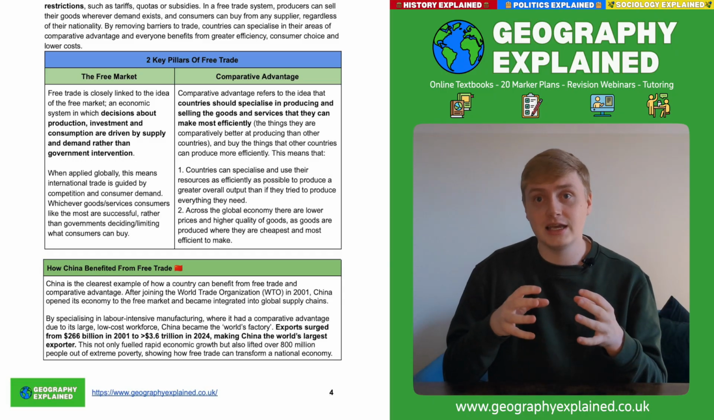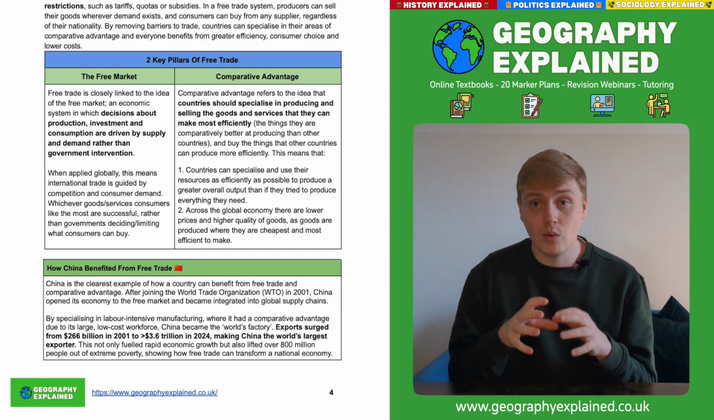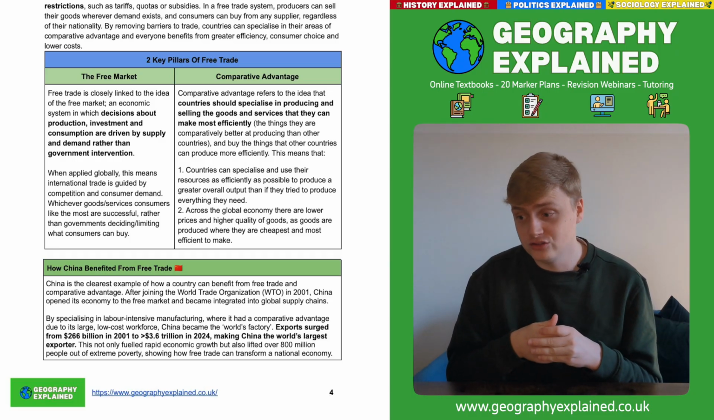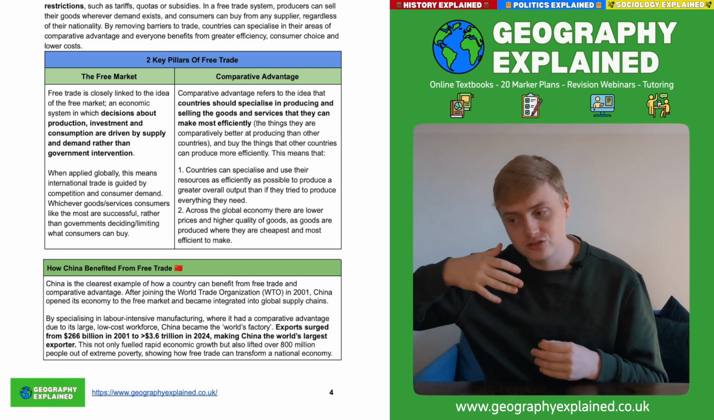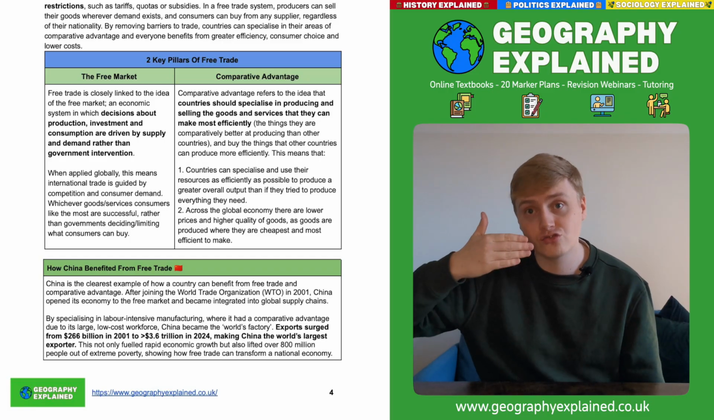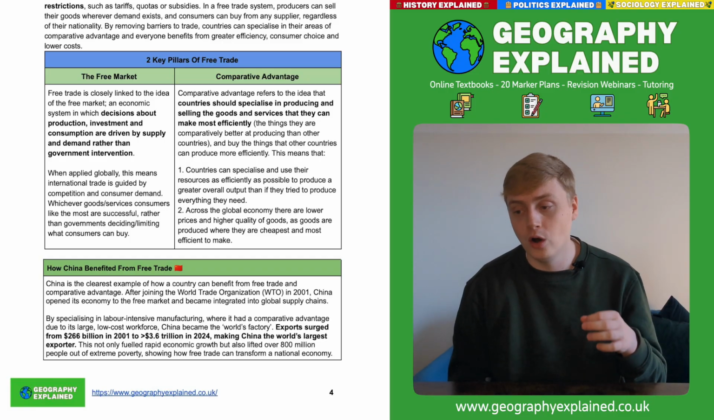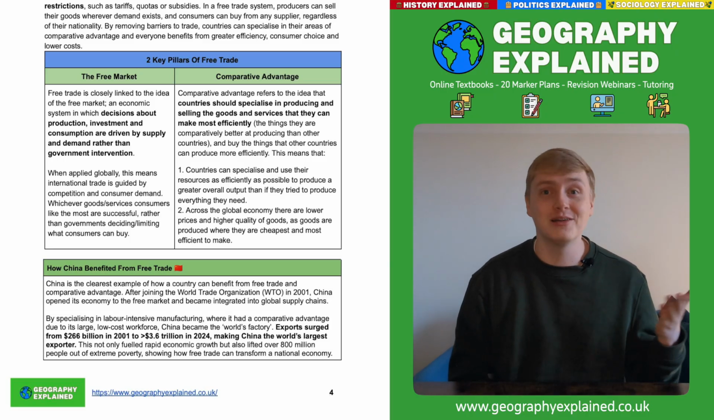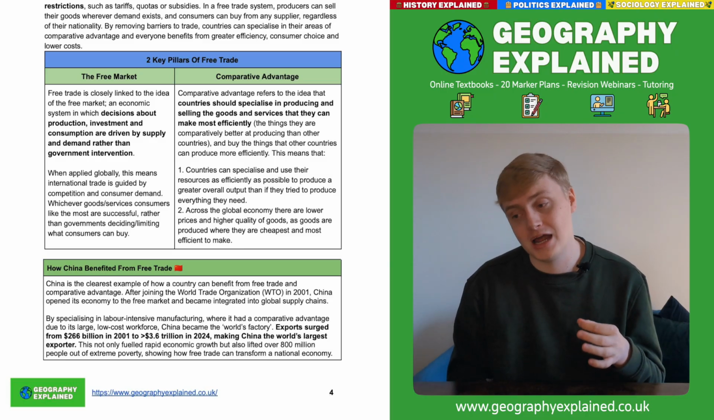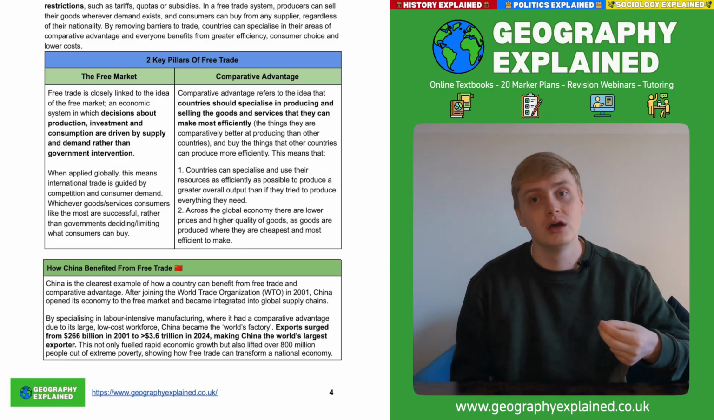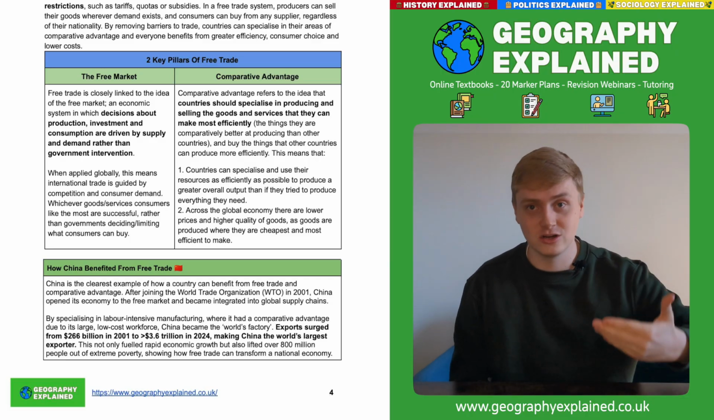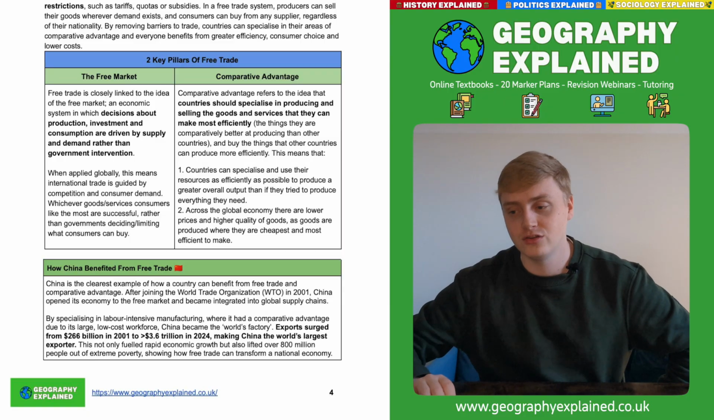And by specializing in labor-intensive manufacturing, where it had a comparative advantage because of a huge population and relatively cheap labor costs, China became the world's factory, and its exports ballooned from $266 billion in 2001 to over $3.6 trillion in 2024, making it the world's largest exporter. And as a result, it made a lot of money. It drove a lot of economic growth in China and brought over 800 million people out of extreme poverty. So this is a really key argument for how free trade can be seen as effective in reducing poverty, promoting economic development and transforming a nation's economy.